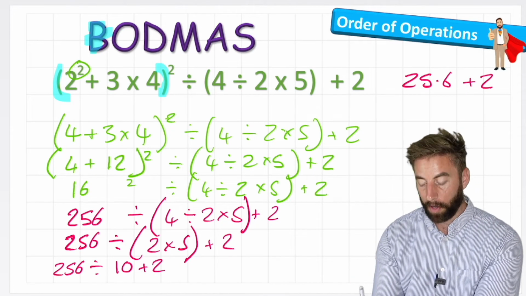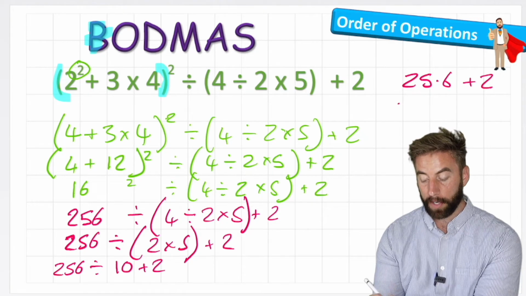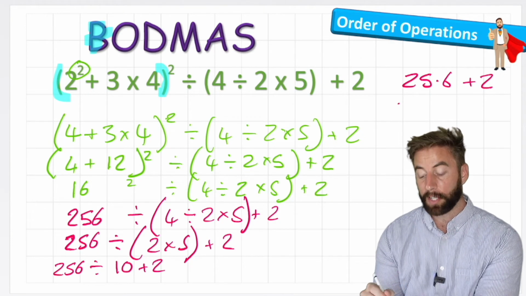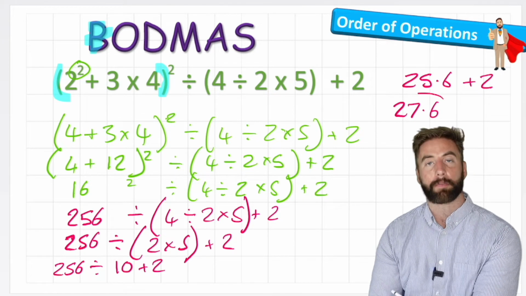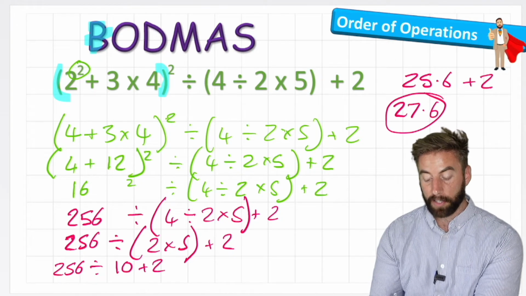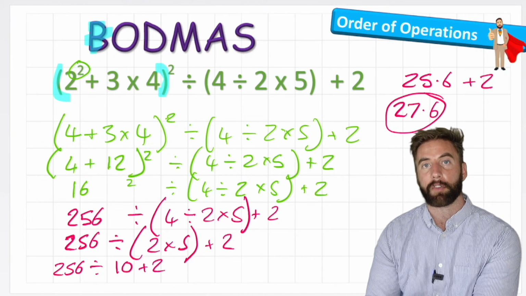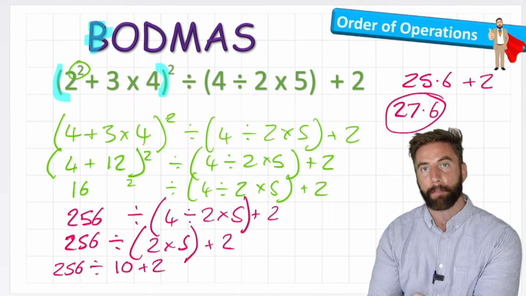Now I'm ready for my final line where I can solve the final part, the addition, and 25.6 plus 2 equals 27.6, which is my final answer. So the final answer to this expression is 27.6, following my BODMAS rule.